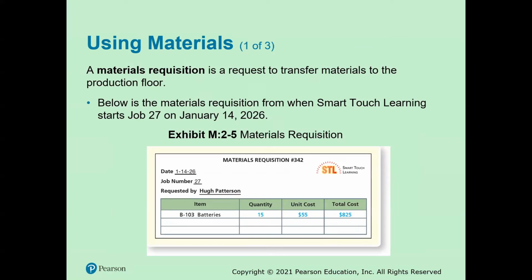Notice here the subsidiary ledger that we previously saw in Exhibit 2-4. It records the materials requisition number, which was 342, along with the number of units requisitioned and their costs. Here in this exhibit, you have the materials requisition number 342. The date is January 14, 2026, job number 27, and it was requested by Hugh Patterson. This is an example of the materials requisition.